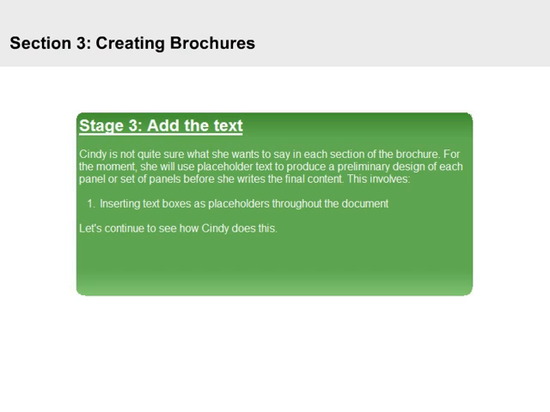Cindy is not quite sure what she wants to say in each section of the brochure. For the moment, she will use placeholder text to produce a preliminary design of each panel or set of panels before she writes the final content. This involves 1. Inserting text boxes as placeholders throughout the document. Let's continue to see how Cindy does this.